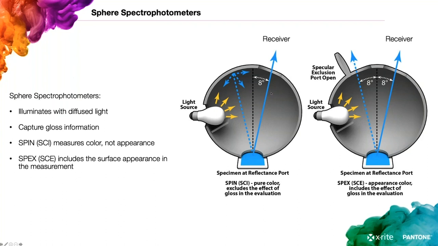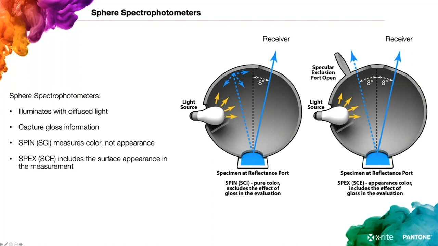If we look at the diagram on the right, spin mode is measuring the pure color, which excludes the effect of gloss in the evaluation. In this case, you have a light source here on the left, and you have a sphere, which is coated with a very, very white diffuse material.